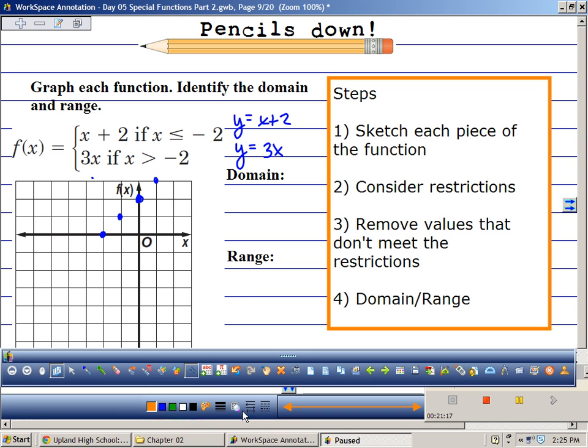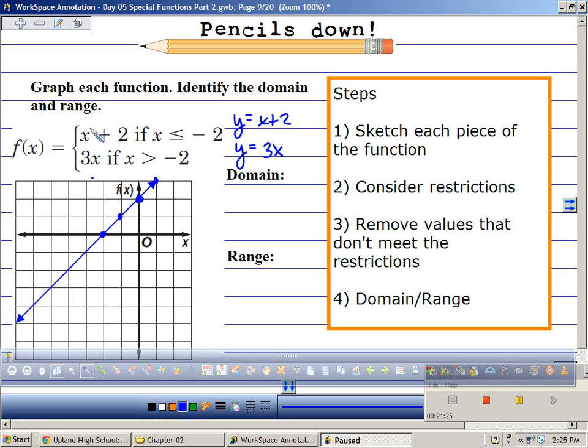I'm going to draw myself. I suggest you do this in pencil, and you'll see why. Okay, this says the function of x is x plus 2 if x is less than or equal to negative 2. So that means I need to only consider when x is less than or equal to negative 2. Where is x less than or equal to negative 2? Right here.